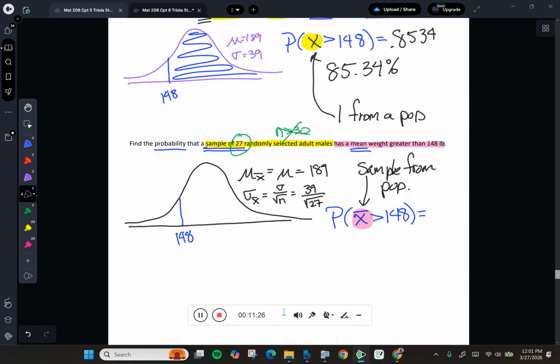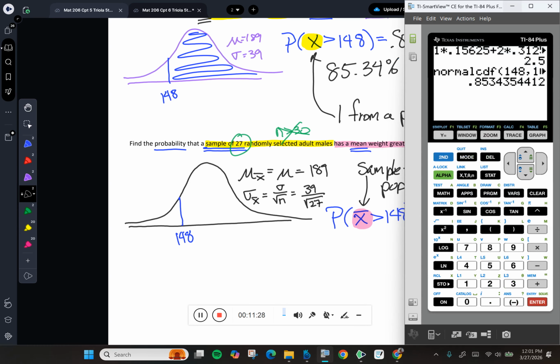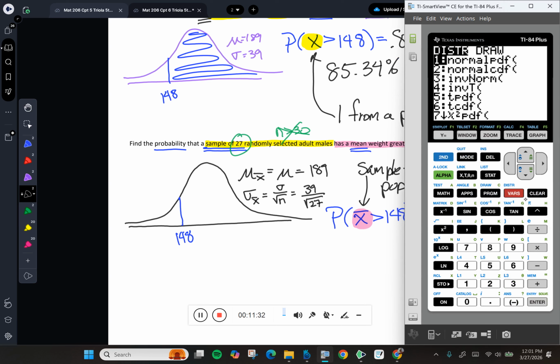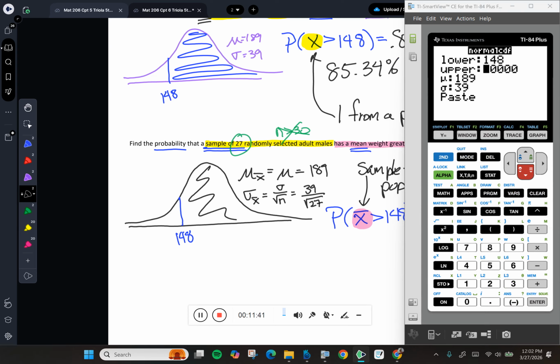Now the math that I do is the same. I'm going to grab my calculator. I'm going to go to my distribution menu. I'm going to do a normal CDF. I have a lower limit of 148. I don't have an upper limit because it's a right tail problem, so I'm just going to go to forever. My mean is still the same, but my standard deviation is now going to change. My standard deviation is going to be 39 divided by the square root of 27.